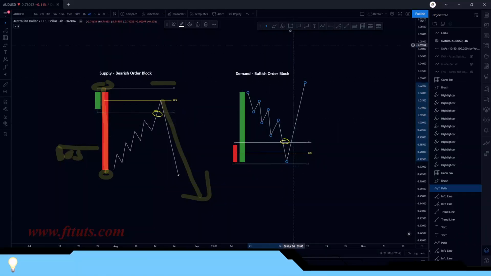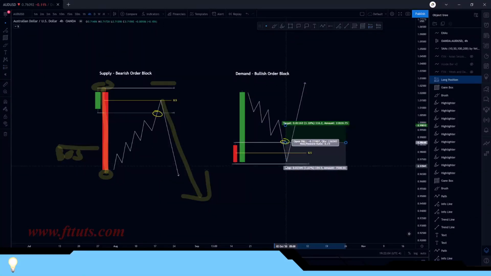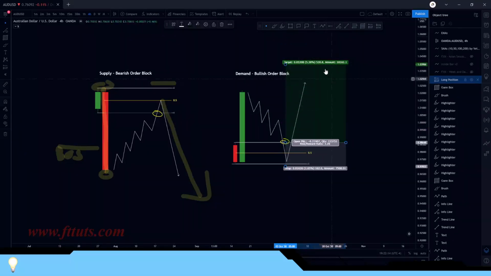And once again, your stop loss would be placed. Let's say in this case, we enter at the top, at the distal area. We would place our stop loss. I usually put it 2 pips below, or 2 pips above in the case of a supply zone. And then, of course, your targets would be higher.